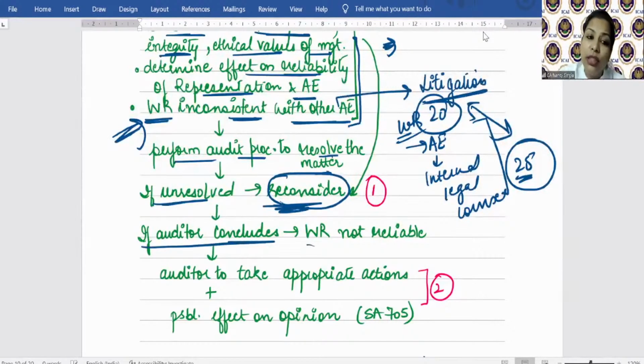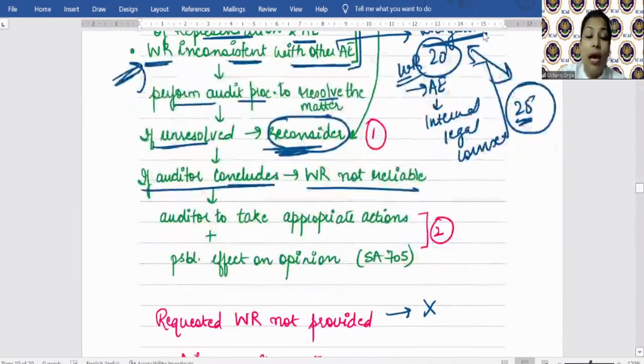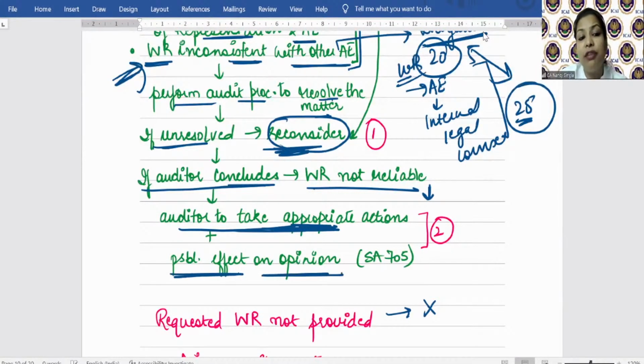इफ ऑडिटर कंक्लूड्स कि हाँ रिटर्न रिप्रेजेंटेशन नहीं है रिलायबल, मैनेजमेंट जो बोल रहा है ना, मैनेजमेंट गलत बोल रहा है। अब देखो यहां पर आपको ये नहीं बोला कि परफॉर्म ऑल्टरनेट प्रोसीजर्स, यहाँ पर स्ट्रेट अवे ऑडिटर हैज बीन गिवन द रिस्पॉन्सिबिलिटी टू टेक एप्रोप्रिएट एक्शन एंड कंसीडर द पॉसिबल इफेक्ट ऑन द ओपिनियन, दैट इज मॉडिफाई योर ओपिनियन इन टर्म्स ऑफ SA 705। Why?